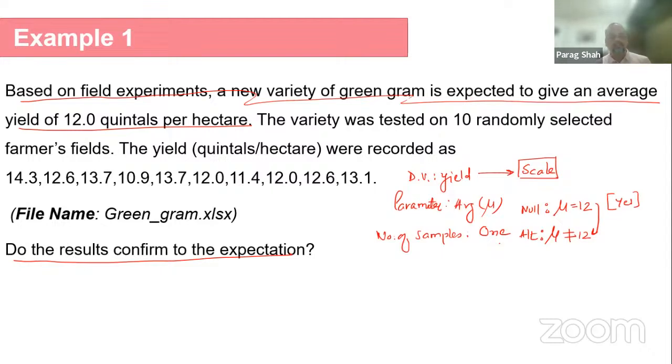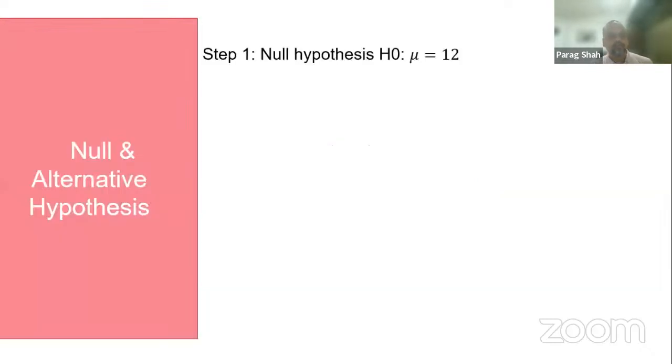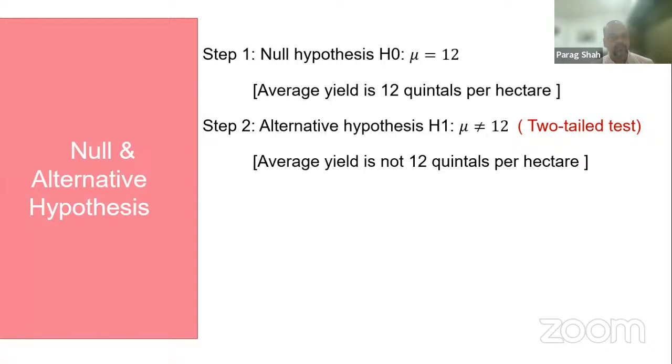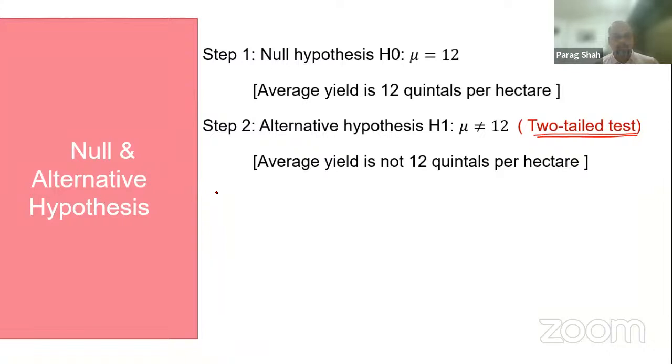Okay, yes and no, it is done. That is what I've done in the next slide. Null and alternative is ready. And now you know that not equal to means what? It is a two-tailed test. So my step one and step two is done. Recollect, what was step three? My step three was assumptions.